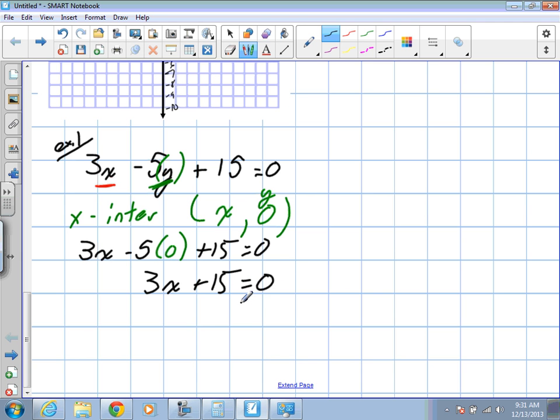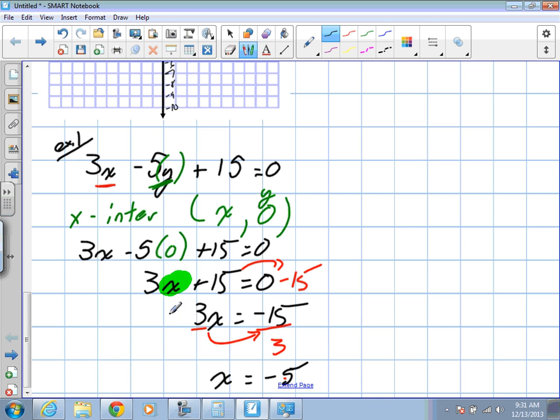And what do we have to do? What's the goal? Got to isolate for our x. So we move 15 over. Great. We get 3x equals negative 15. And then what do we do here? Perfect. Good. So x is equal to negative 5.